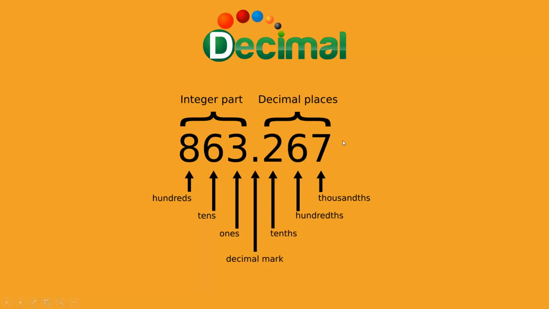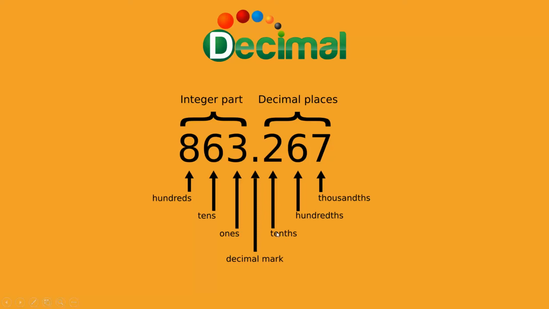863.267, thousandths. Okay, we know that these are the decimal places after the point, and before the point we have the whole number or integer part. Okay, let's remember the place value. This is the decimal point. Before it we have ones, tens, hundreds, thousands, 10,000, millions, and so on. After the decimal point we don't have ones.